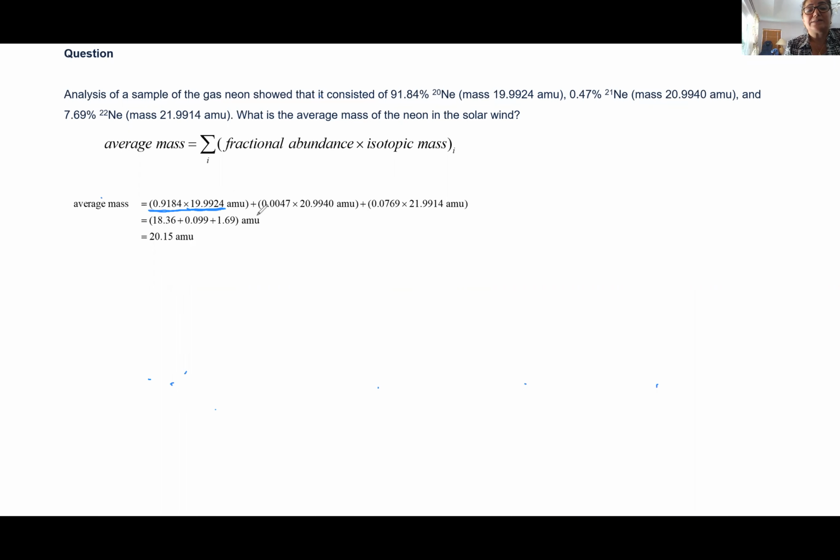In the second parenthesis, you have the mass of the neon 21, which is 20.99. This number is given to you. The percentage was 0.47%. So you divide that by 100, it is going to be 0.0047. That is the percentage or fractional abundance.